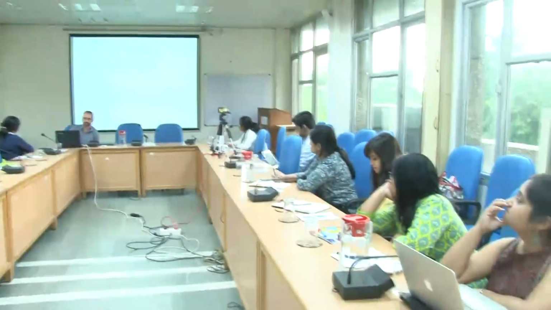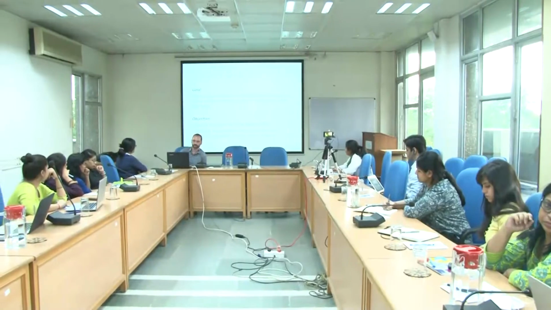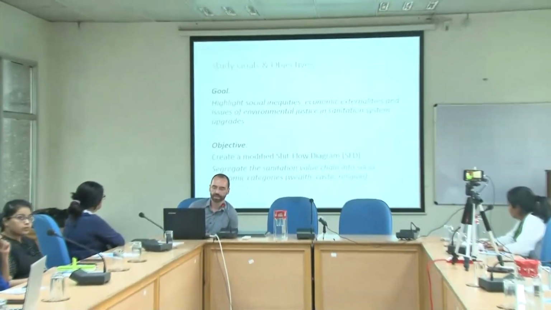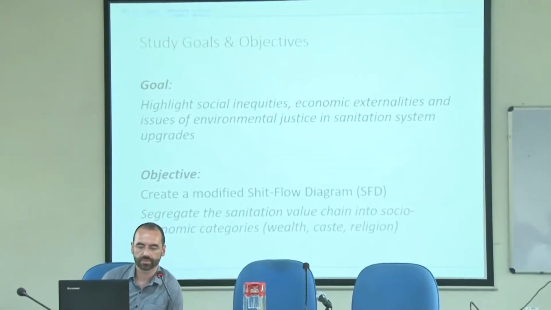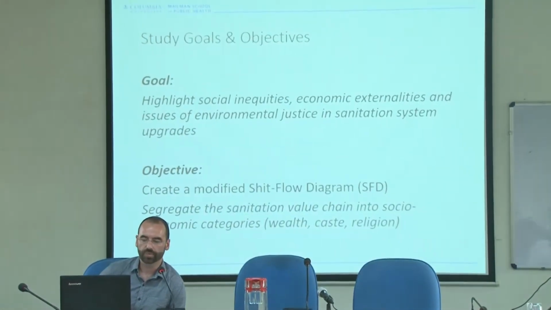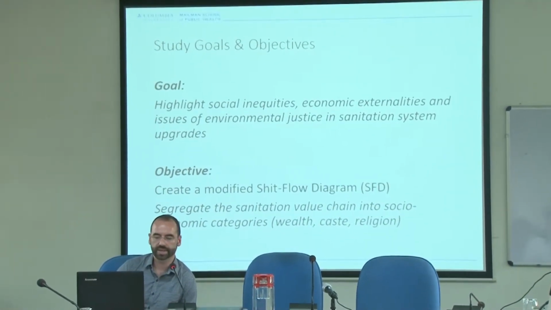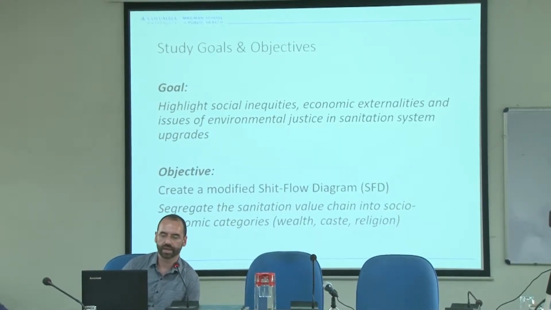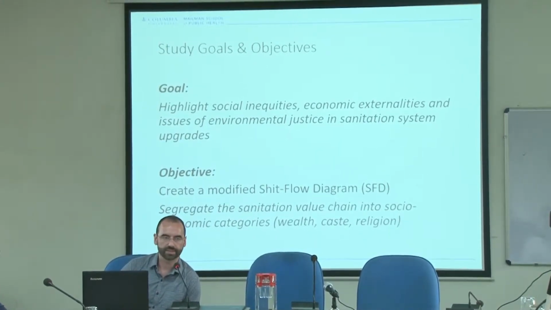In order to do this, we're trying to collect data both in Aleppi as well as Hubli Dharwad. In Aleppi, we're collaborating with IIT Bombay, and in Hubli Dharwad, we're collaborating with CMDR. The goal is to highlight social inequities, economic externalities, and issues of environmental justice in the sanitation system upgrades. And the objective is to create a modified shit flow diagram where we can segregate the sanitation value chain into socioeconomic categories, either wealth or possibly caste and religion.